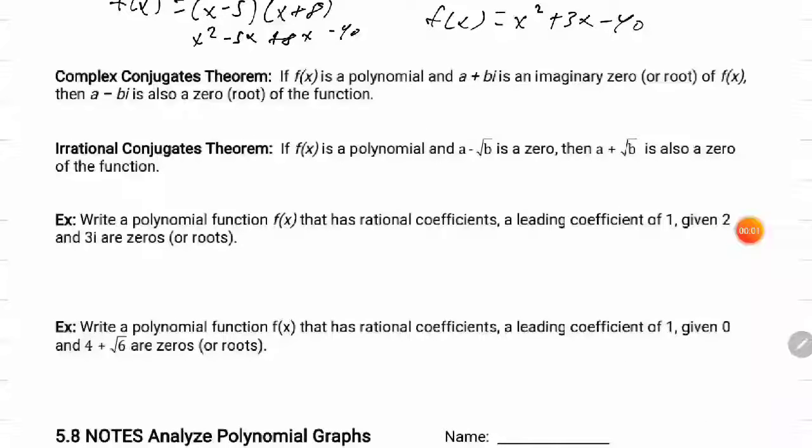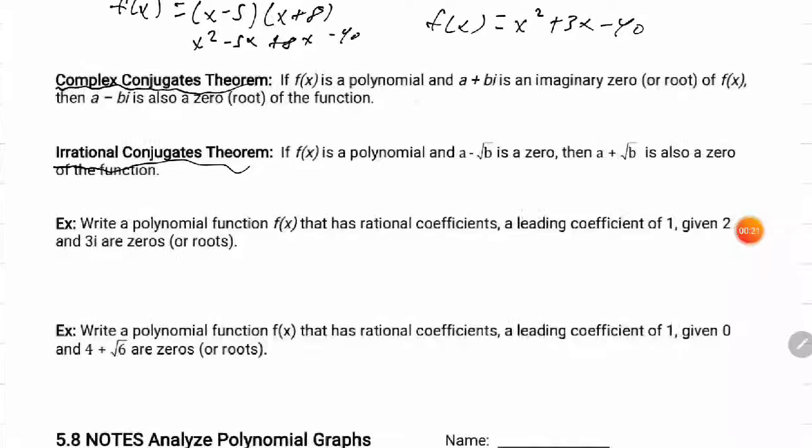So I kind of mentioned before in one of the previous examples that imaginary roots come in pairs, and it comes from these two theorems: the complex conjugates and irrational conjugates theorems. What it basically says is, if I have 3 plus 5i and that is a root or a zero, that means its conjugate 3 minus 5i is also a root. So they always come in pairs.